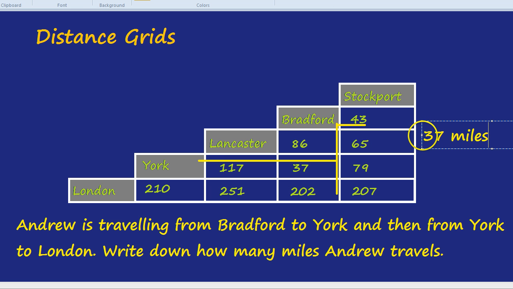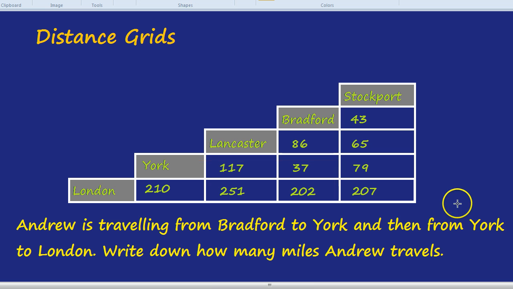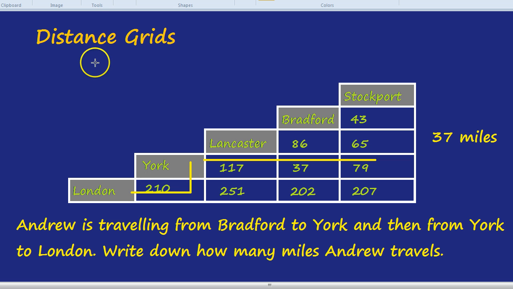What about from York to London? Let's erase our lines there. Just to remind ourselves, it's 37 miles from York to Bradford. York to London, we do our lines. Here's York, there's across, there's down. But we're trying to go for London, so here's London. So we go across to London. And where's our corner at? Our corner is here in the 210 box, so it's 210 miles.